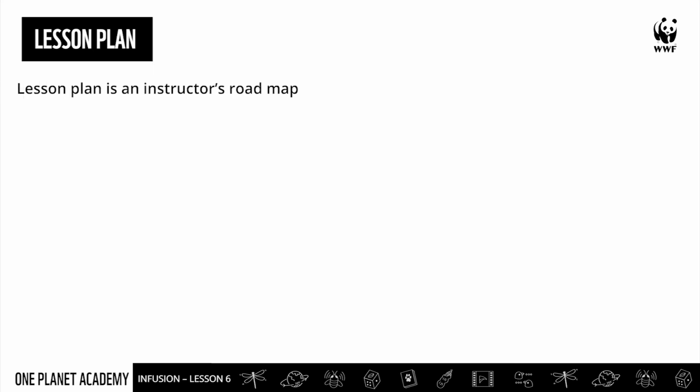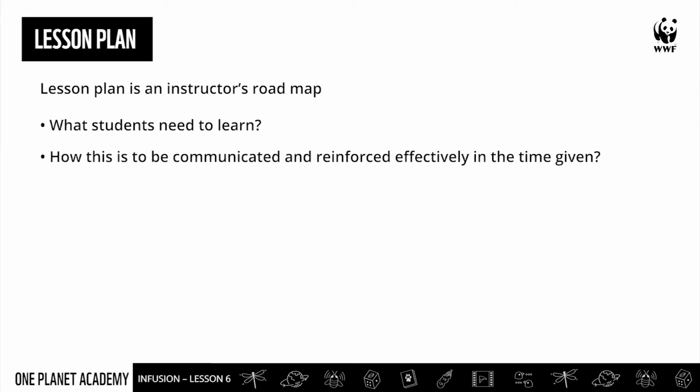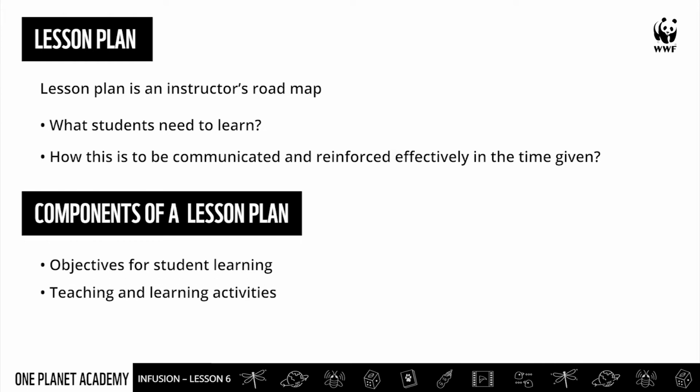A master resource we can create by following these 4 steps of designing an infusion lesson is the lesson plan. The lesson plan serves as the instructor's roadmap. It describes what the students need to learn and lays out how this is to be communicated effectively in the time provided. A successful lesson plan for an infusion lesson addresses and integrates 3 key components: objectives for student learning, including the environmental focus of the lesson, teaching and learning activities that build an understanding of the concept and encourage its application towards the environmental focus, and strategies to assess students' learning.